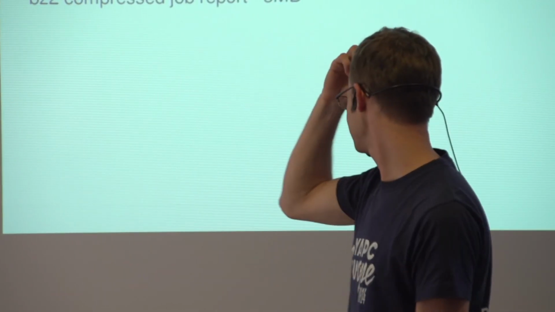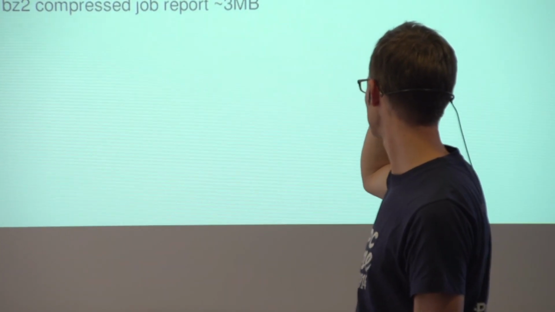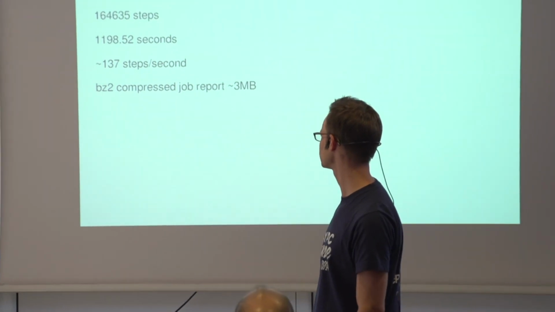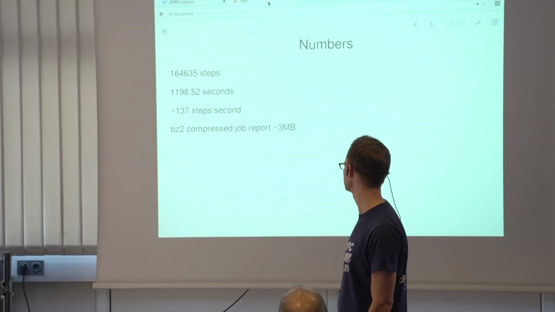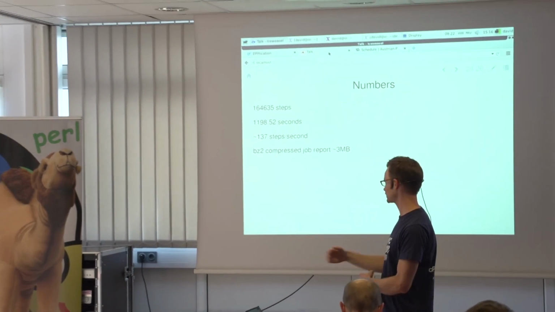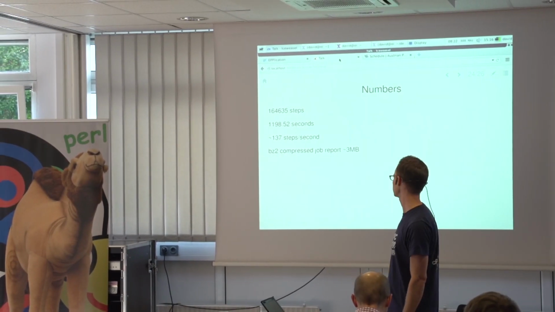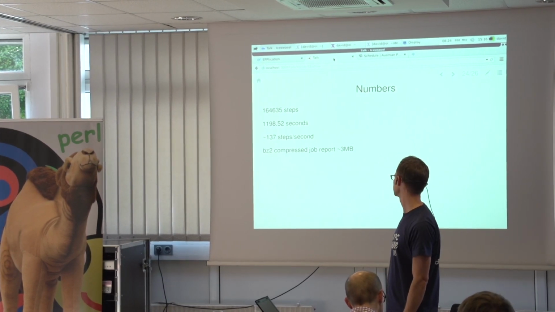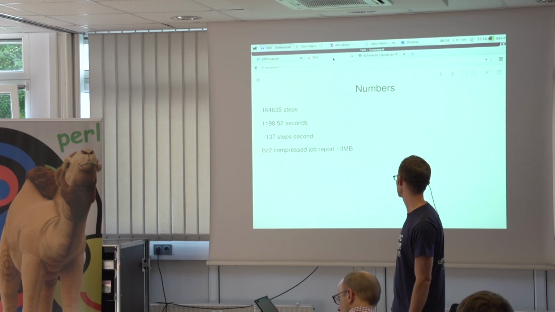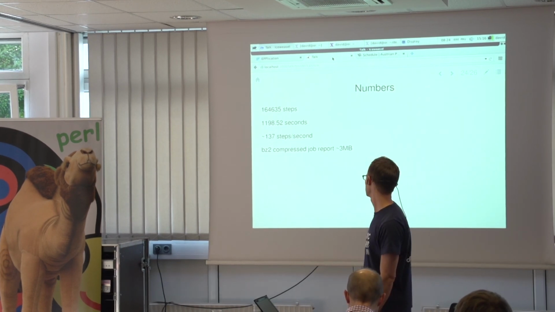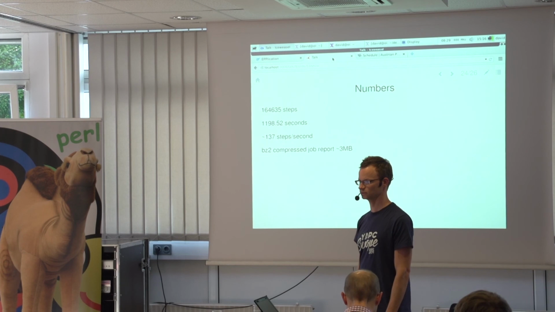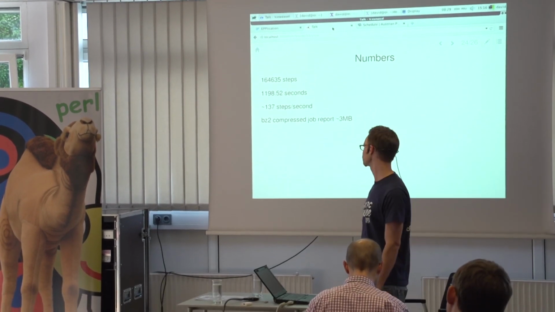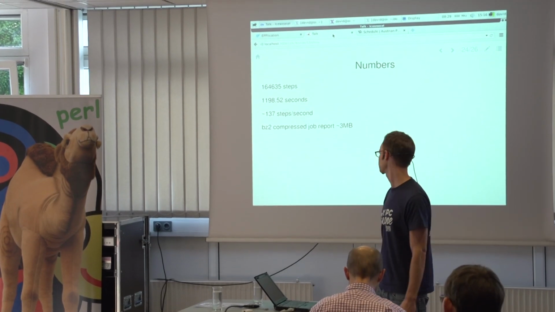This is a test that we ran a couple of weeks ago. It had roughly 165,000 steps. The entire test ran for 1,200 seconds. And the output file that we are storing for a month or two is in most cases compressed. It's a compressed file that's about 3 megabytes. It's pretty big, but we had no reason so far to strip away information, and as long as we don't run into problems with that, we will keep it that way.